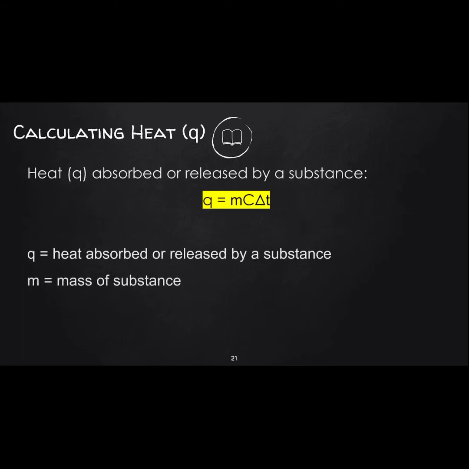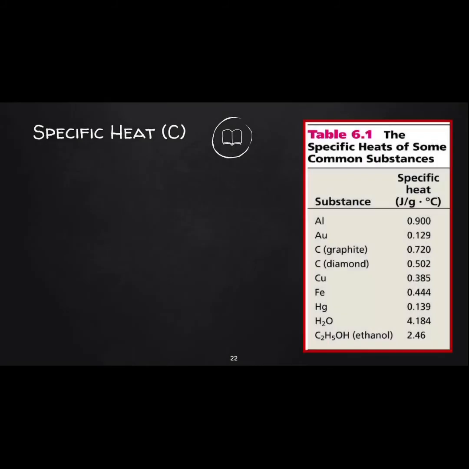Sometimes that might be the mass of the water if we're using a calorimeter. C is specific heat. For this class, I will always give you the specific heat. And delta T is change in temperature. That is the final temperature minus the initial temperature. So here's some specific heats that we know of. Notice H2O at the bottom is 4.184. That is an important number.